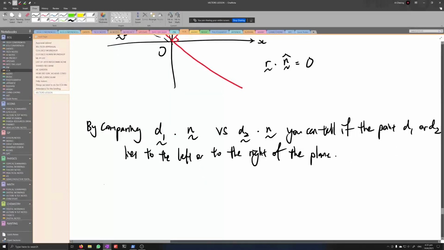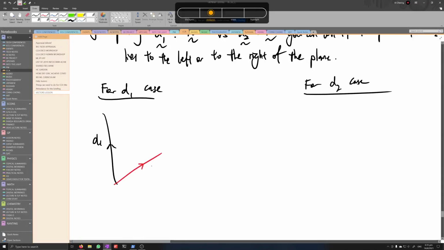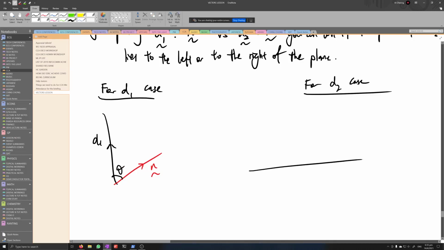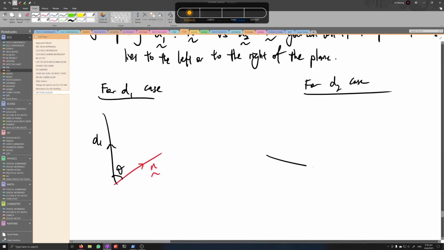So for the D1 case or the D2 case, it looks something like this, right? We have our D1 here, then we have our n, our normal vector. Here is our theta. For the D2 case, it looks something like that. Maybe not so exaggerated, but something like this. D2, and we have our n here, and here is the angle in between.